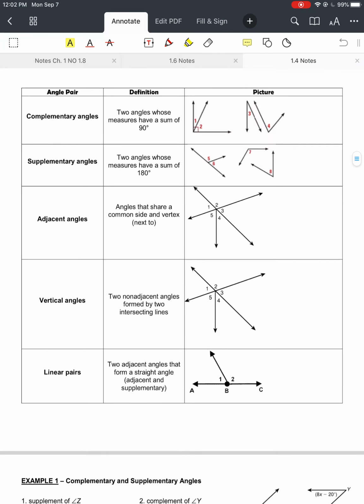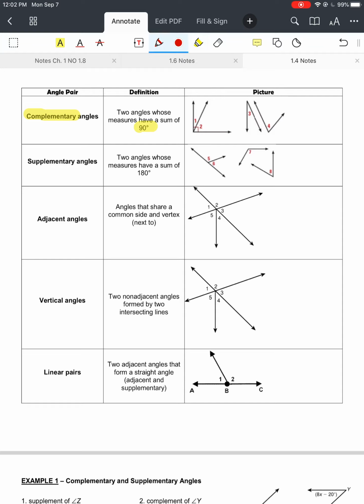So let's go. The first angle pair relationship we're talking about today is called complementary angles. When we talk about pairs, think about relationships between two things. So complementary angles are two angles whose measures have a sum of 90, meaning that the two angles have to add to 90 degrees.